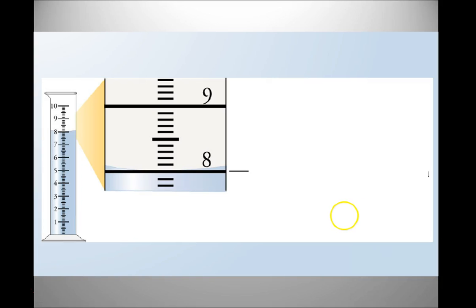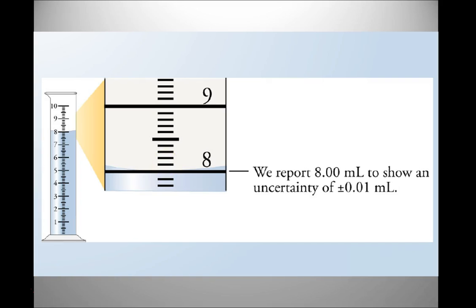Something like this, again, is really, really easy to mess up. Again, look at what each line means. It counts as 0.1, so you have to estimate to the 0.01 spot, the hundredth spot. So for me, I thought it was 8.00 because it looks like that meniscus lands right on that line.